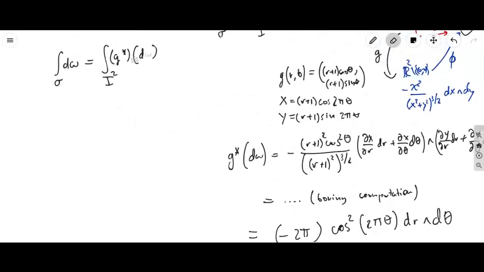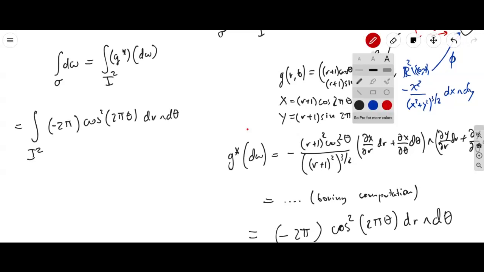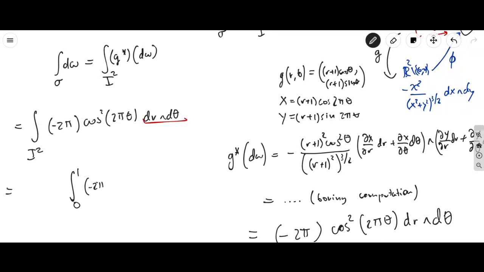So in order to do this integral, you would have that this is the integral over I2 of negative 2 pi cosine squared 2 pi theta, and you have dr wedge d theta. But this really does not do anything when you do the integration. You now have a function of two variables in terms of r and theta that you're integrating over the square. So you go ahead and integrate this. You do an iterated integral. So you just integrate, let's say, from 0 to 1, negative 2 pi cosine squared 2 pi theta. Which one do you want to do first? It does not matter. And then you do another iterated integral.